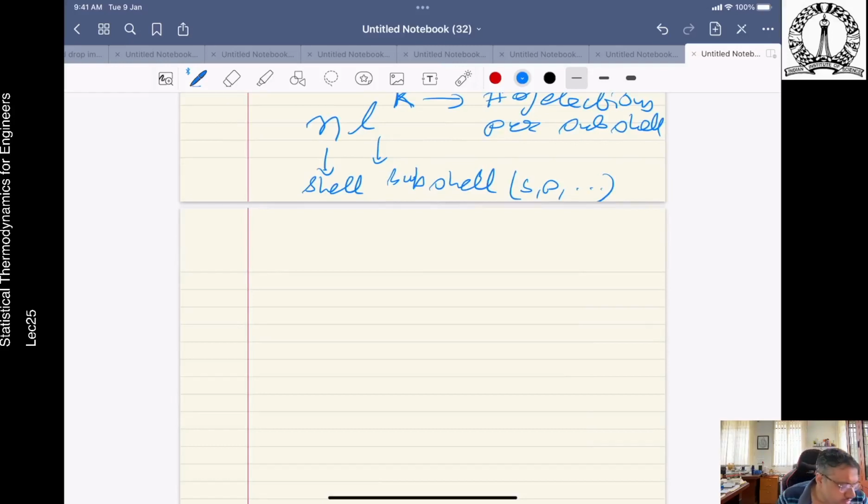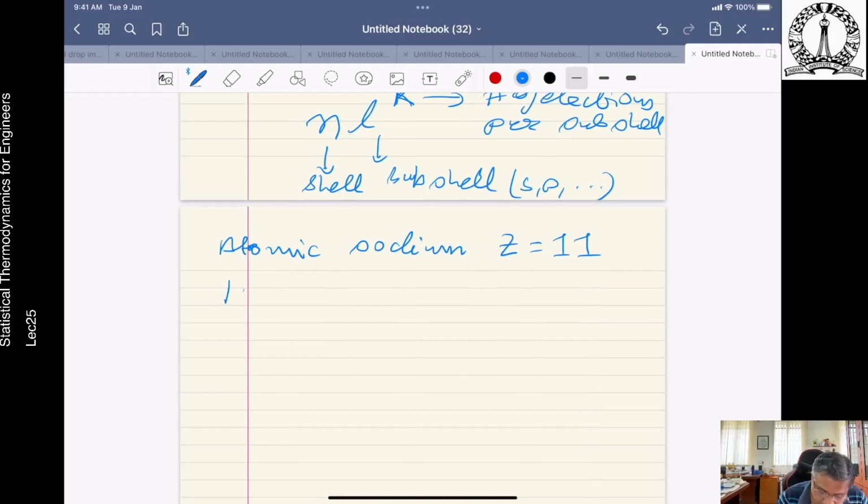Okay, so n represents the shell number. As an example, if you take atomic sodium, for which Z is equal to 11, the configuration for the ground electronic state will be 1s2, 2s2, 2p6, 3s.